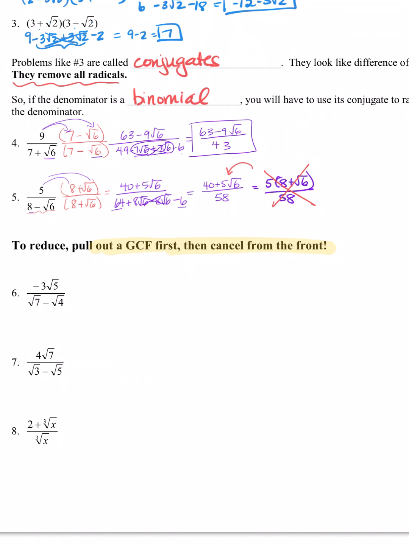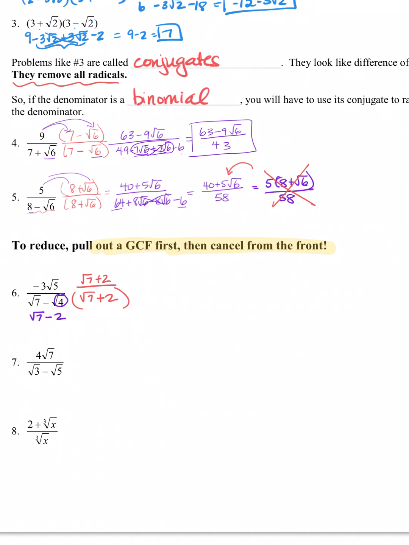So let's look at number 6. What I noticed first is the square root of 4 can be simplified, right? It's the square root of 7 minus 2. I should simplify that first, make my life easier for sure. So then I'll find the conjugate of that. It would be the square root of 7 plus 2. Same on top as bottom.